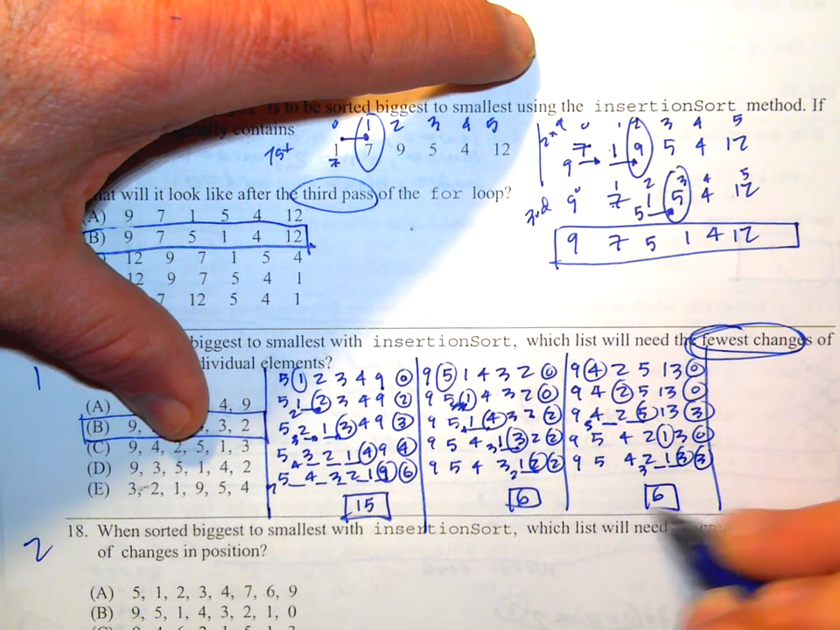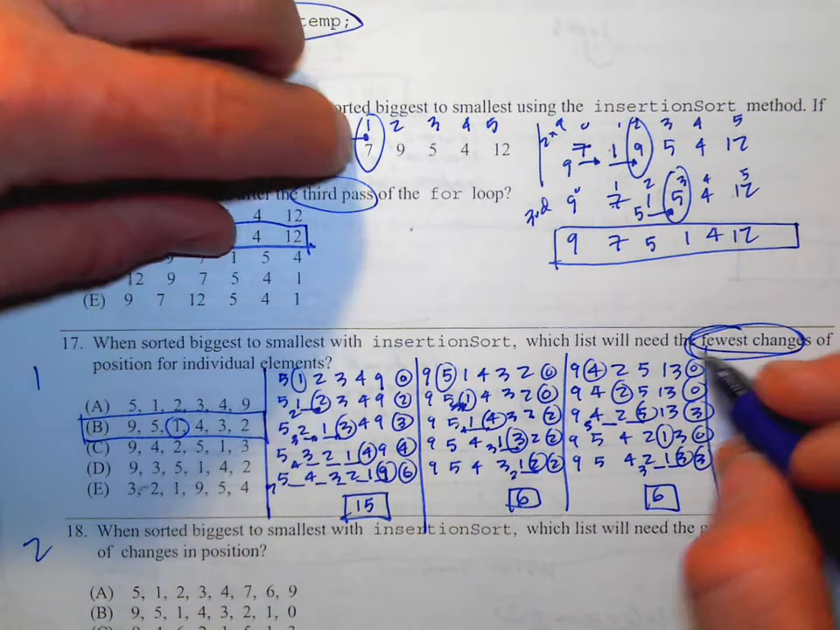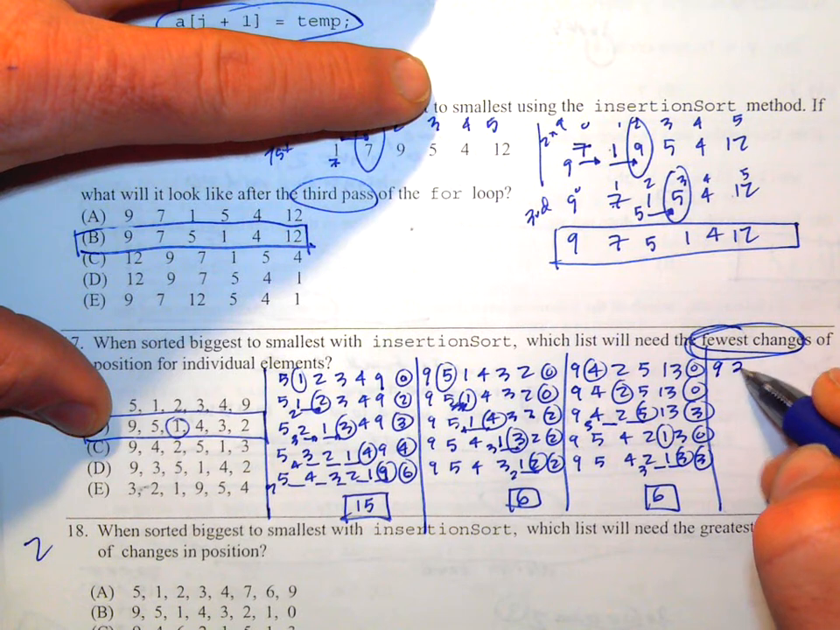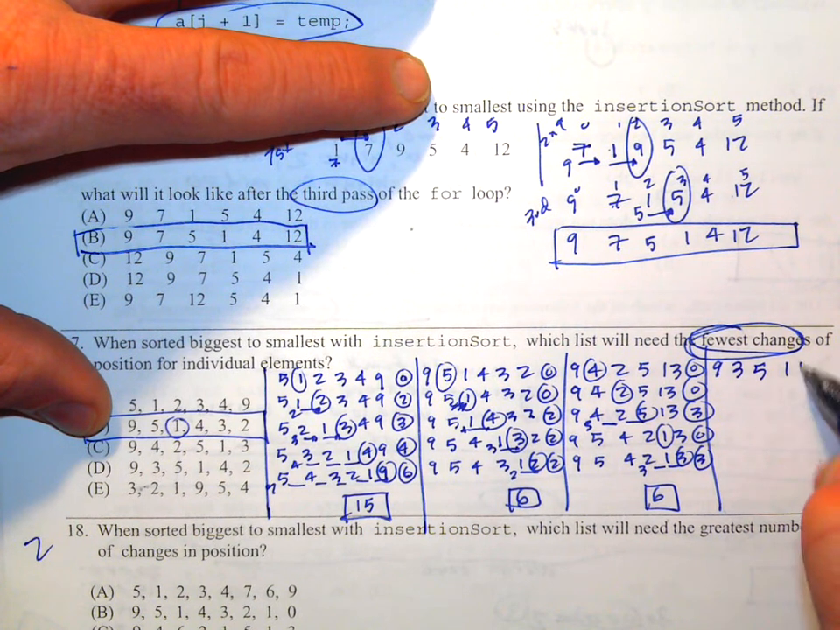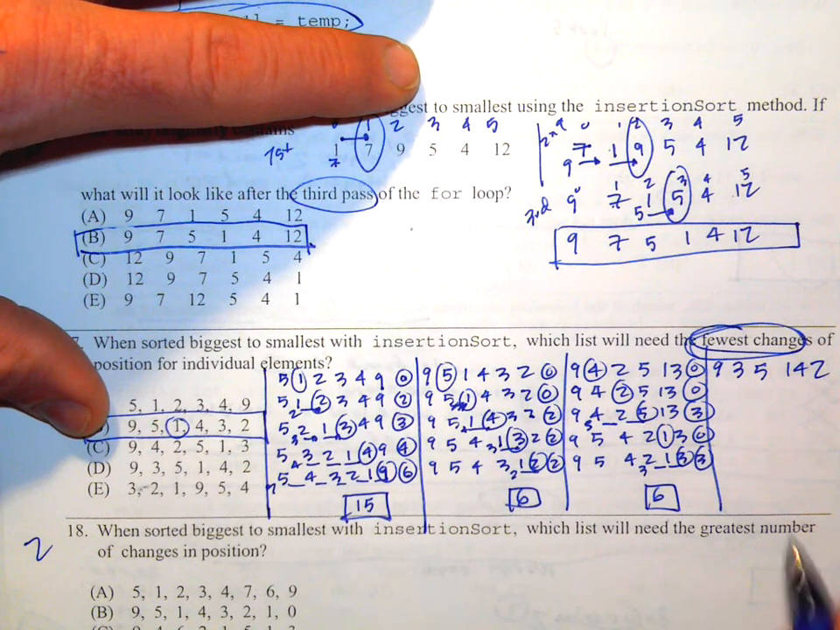So I get a tie between B and C. That's where I get stuck. So I don't know. Maybe someone could explain to me what's going on. But we could keep doing this for the others. 9, 3, 5, 1, 4, 2. And you could do something like that on 18 also, because you're looking for the greatest number.